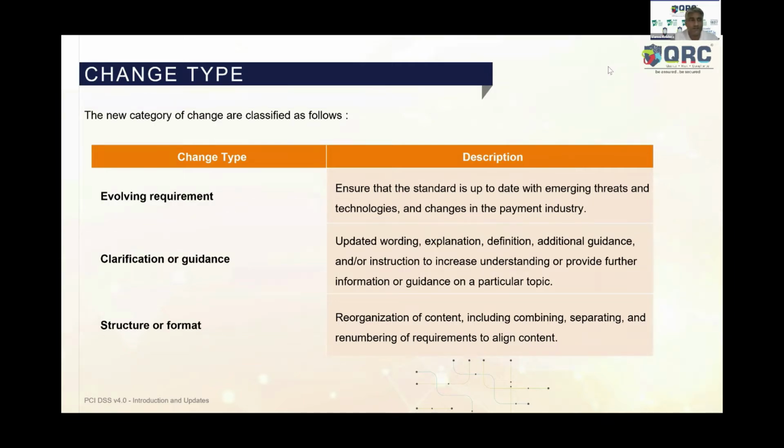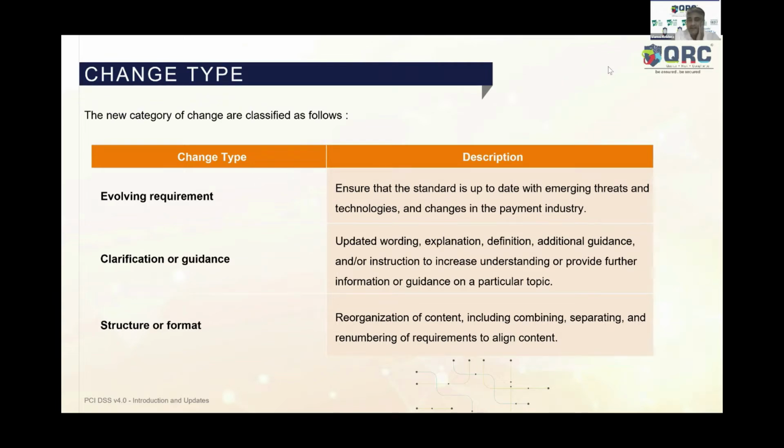Wherever there is a possibility, they have added new requirements into the standard, and they have also expanded the applicability of the controls to other system components. I can see that very clearly. The other change type is clarification and guidance, wherein explanation and some additional guidance has been provided. This is how I can see the categorization in 4.0. One is the evolving requirement, which is the new things added. Clarification and guidance is another type of change.